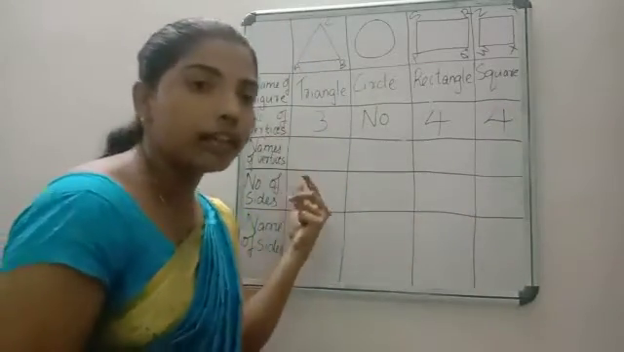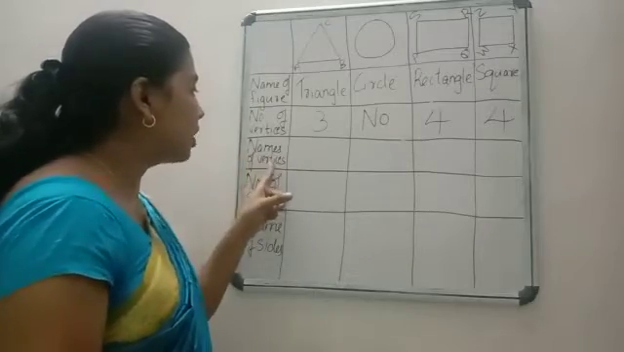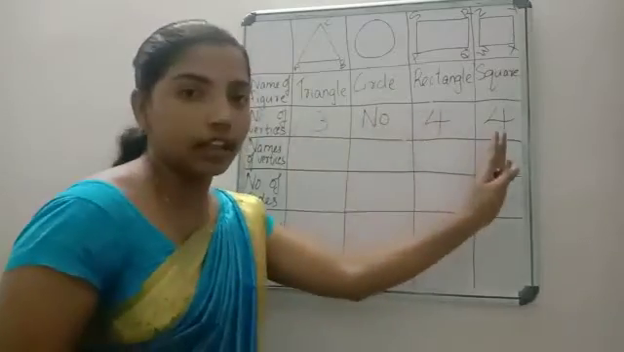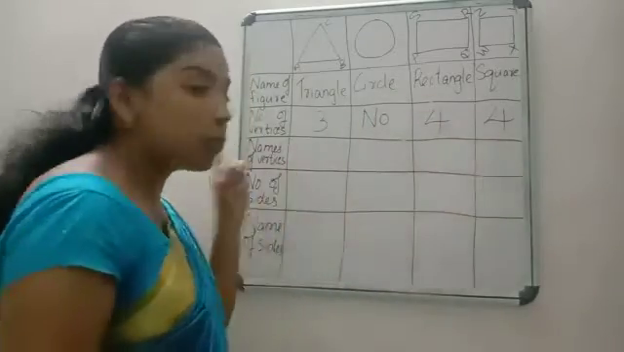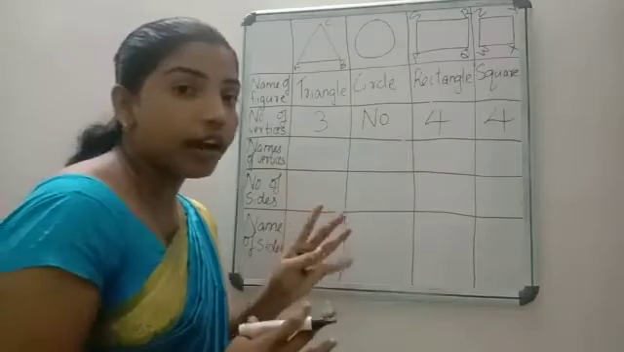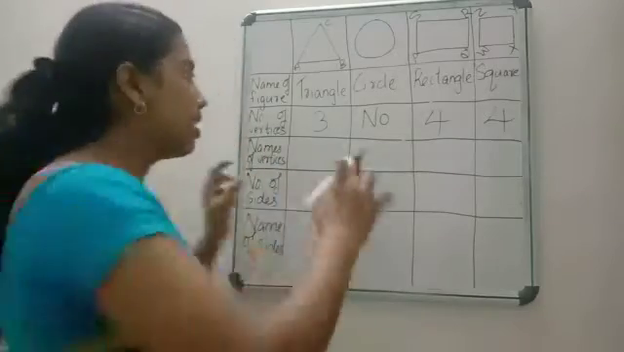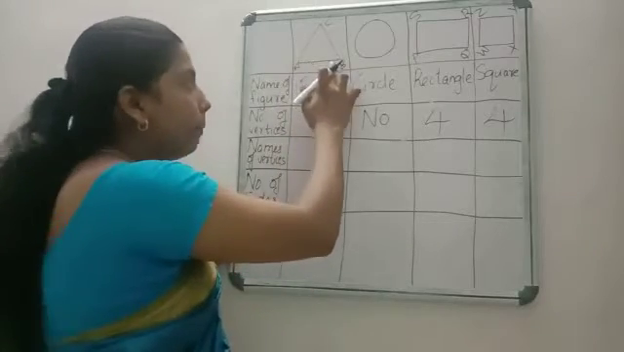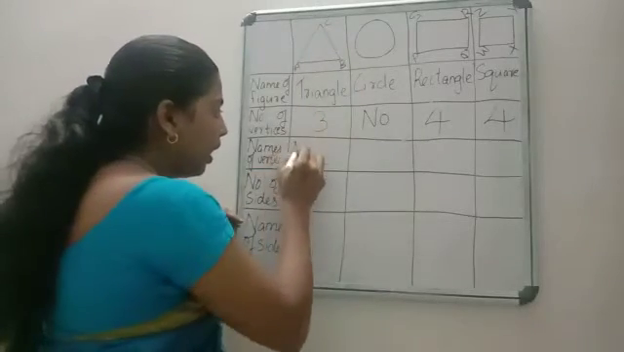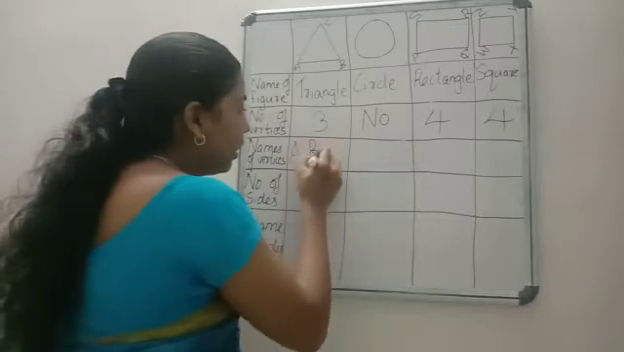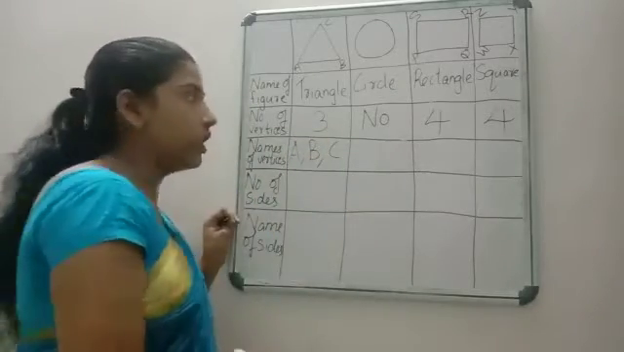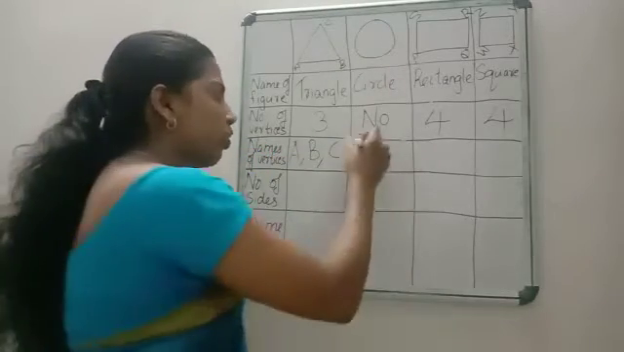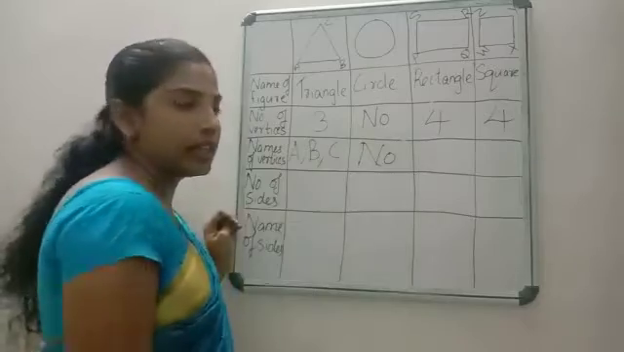Now let us move to the third question. Names of vertices. We have written the number of vertices. Now the question is to specify the names of the vertices. So let us come to the triangle first. Which are the vertices? A, B and C. So A, comma, B, comma, C. 3 vertices. Now let us come to the circle. Are there any vertices? No. So we cannot write the name of the vertices.